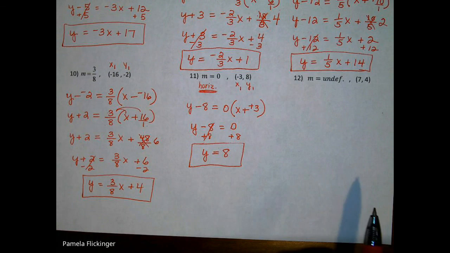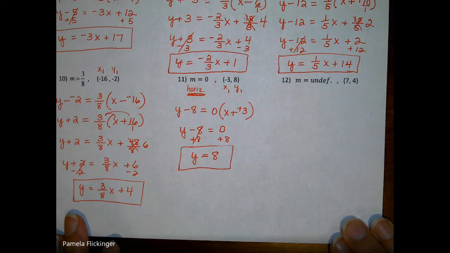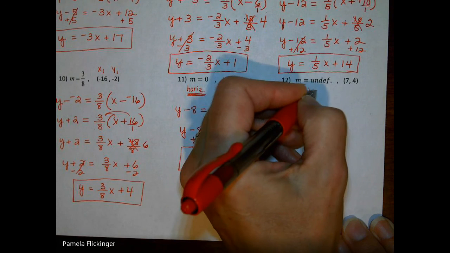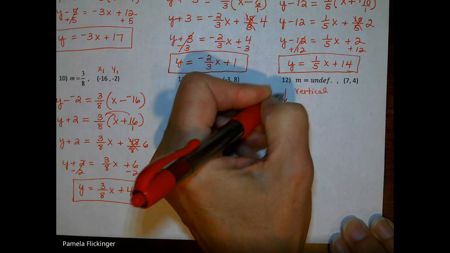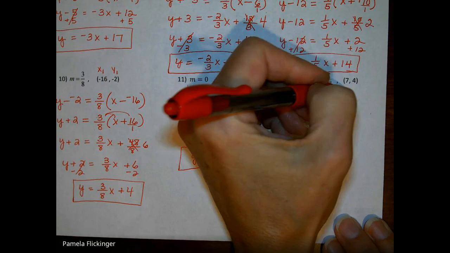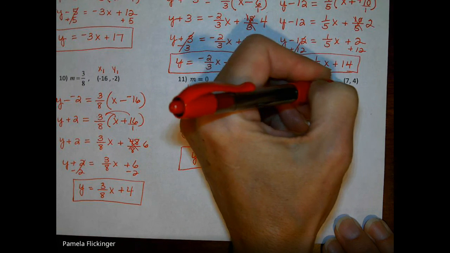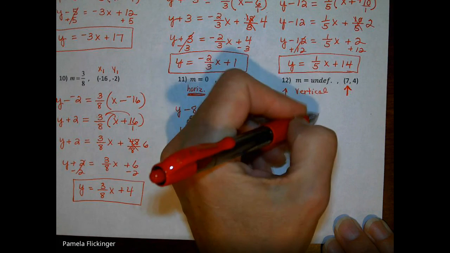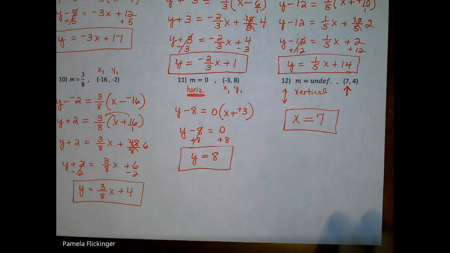Now in number 12, your slope is undefined. And so I can't substitute that word into my formula. So this should tell me this is a vertical line. So it's running through the x-axis. So it's going to be x equals, and all you have to do is go find the x coordinate of the point, because if it's going through the point 7, 4, then it's going through the 7. And that would be all you need to do for a vertical line. There's really not going to be any work to be shown.